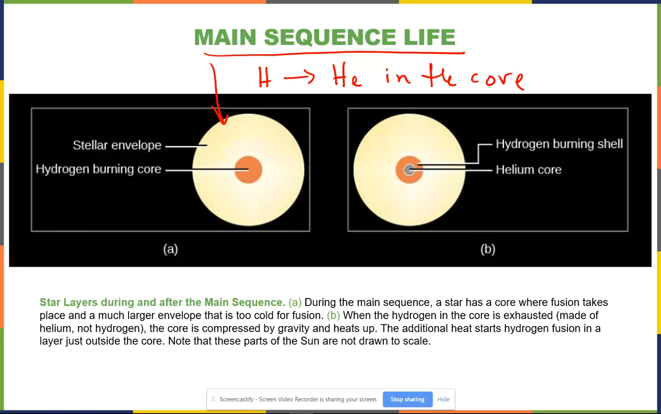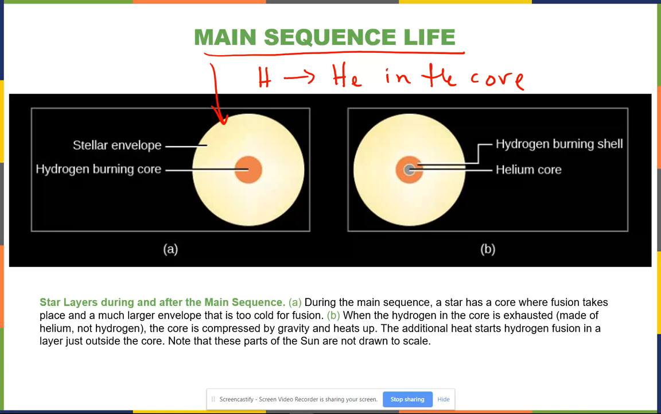So what's that going to be doing on the HR diagram if it's getting a little cooler and a little bigger? What direction does it move if it's getting cooler? To the right. And what direction does it move if it's getting bigger? Up and to the right. So it's going somewhere in the up and to the right direction. It's getting more luminous in the process.